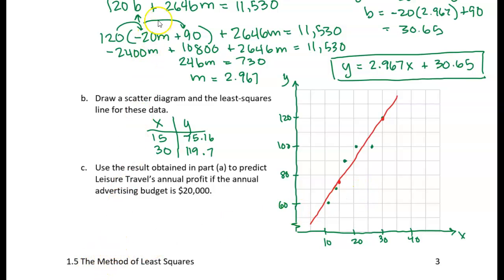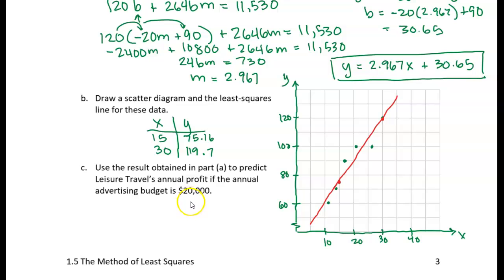All right, so that takes care of that. And then what do we need to do in part C? It says use the results obtained from part A to predict leisure travel's annual profit if they spend an annual advertising budget of $20,000. Okay, so remember that our ad expenditure and our annual profit are both in thousands of dollars.